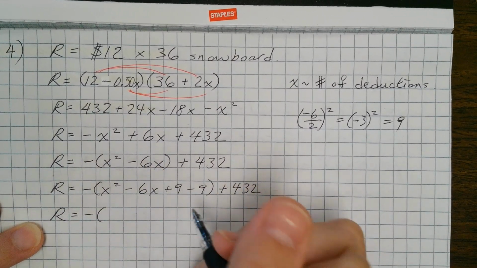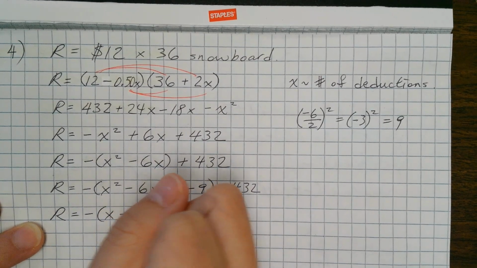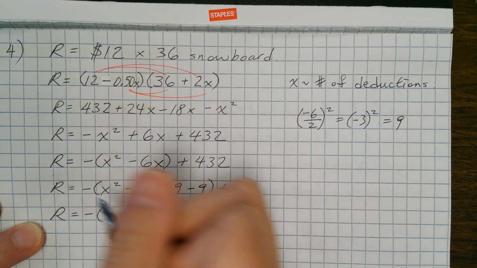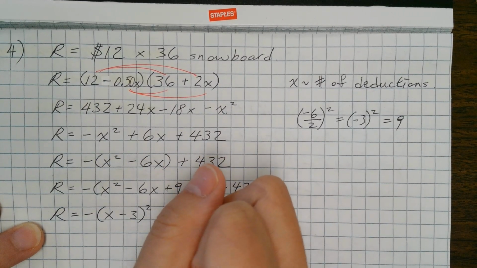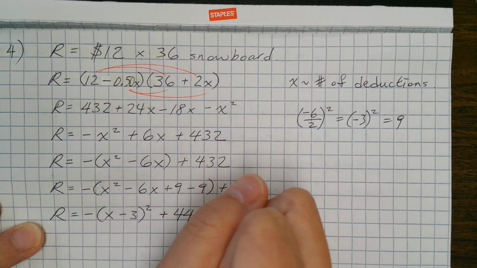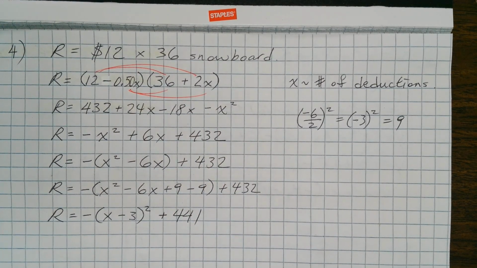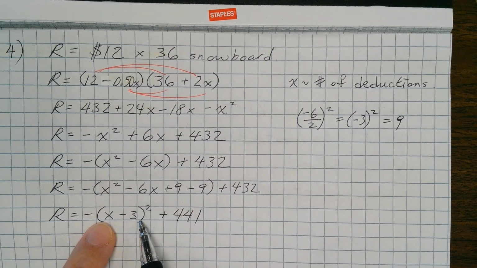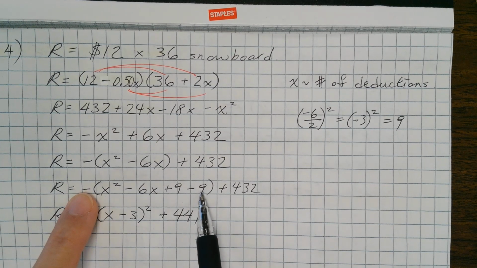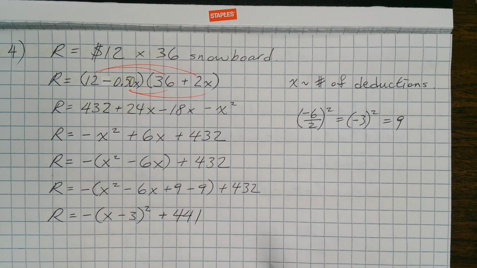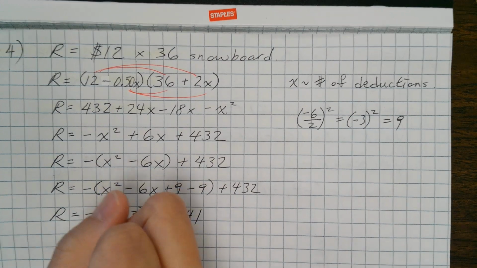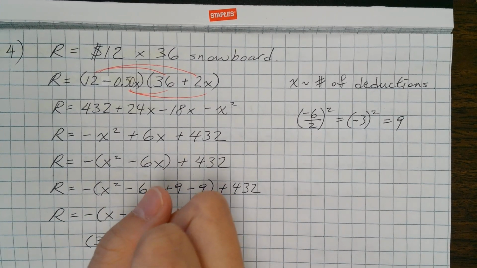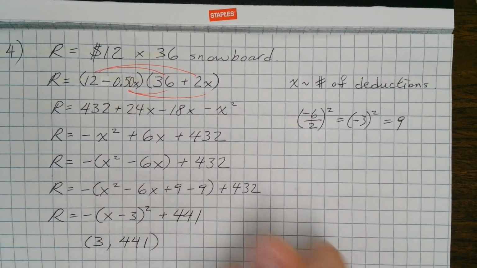I'm just going to skip some steps since we did so many of these. 441. I combined all 3 steps together. This factors out to x minus 3 squared. I multiplied this out and then added to that, so I got 441. So my vertex here is 3 and 441.